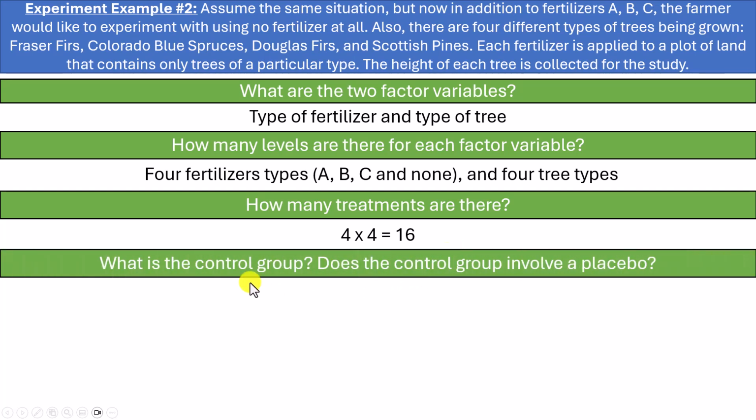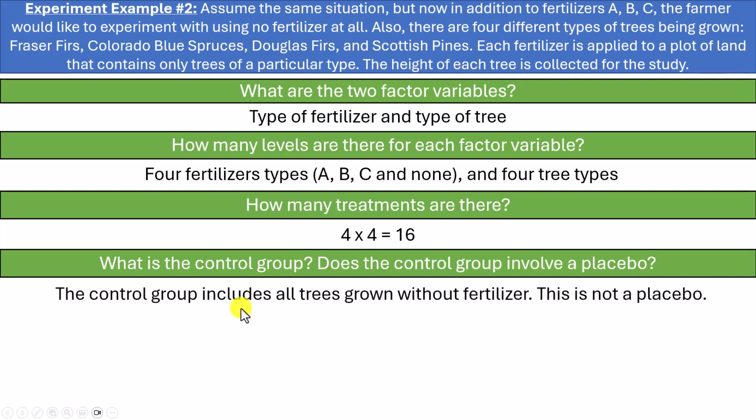Now it asks if there is a control group. What is the control group? And then does it involve a placebo? And you probably would consider the control group any of the trees grown without fertilizer. So there's almost kind of like 4 different control groups. We want to see how the no fertilizer compares to when we do use fertilizer. And it doesn't really make sense to have a placebo here because we don't really have human subjects.